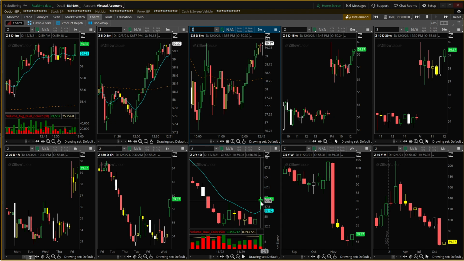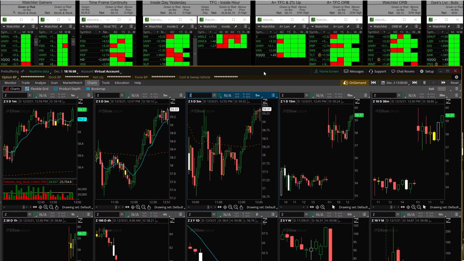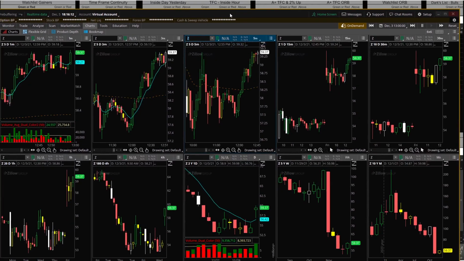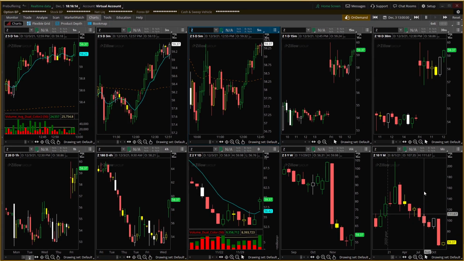So as you can see, Zillow here, if we take a look, green on the month and green on the week. That's these two bottom ones here, green on the month and green on the week and green on the day. And at 1 o'clock it was green on the hour. That's like all systems go.